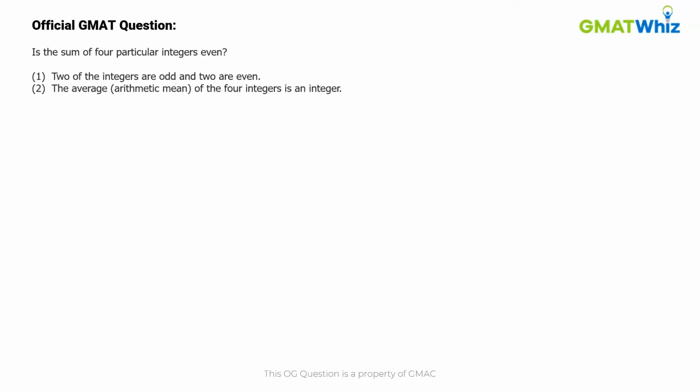In this question, we are asked if the sum of four particular integers is even or not. Before solving the question, we first clear a few concepts. We know that an odd number plus an odd number will give us an even number. Even number plus even number will also give us an even number. And an even number plus an odd number gives us an odd number.